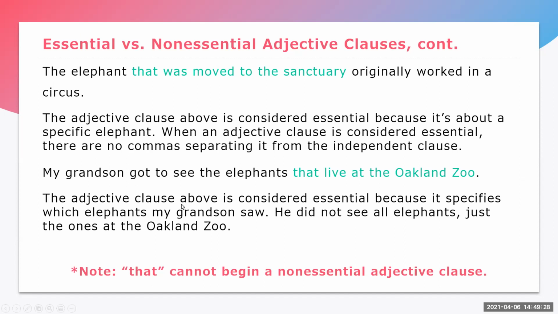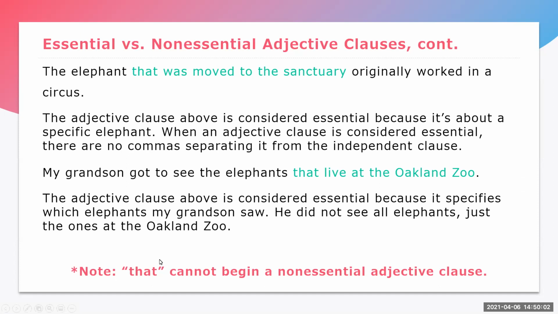The same is true when the adjective clause references a group of something, as in this case. My grandson got to see the elephants that live at the Oakland Zoo. Notice that the adjective clause that live at the Oakland Zoo makes it clear which group of elephants my grandson saw. And notice that when the information in the adjective clause is considered essential, there are no commas either before or after it.